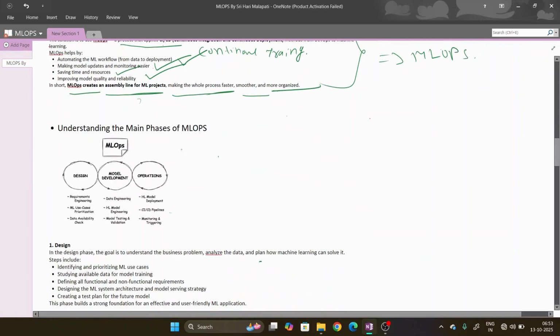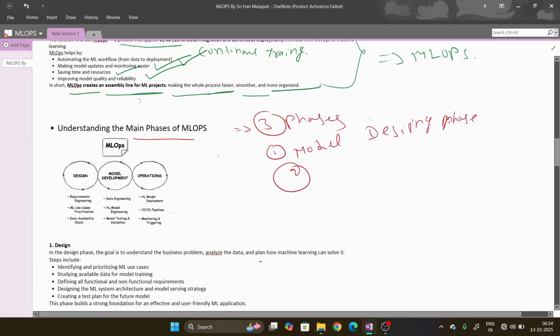Now we'll discuss understanding the main phases of MLOps. Here it is divided into three phases. First one is the model designing phase. Second one, model development phase. Third one, operations phase.